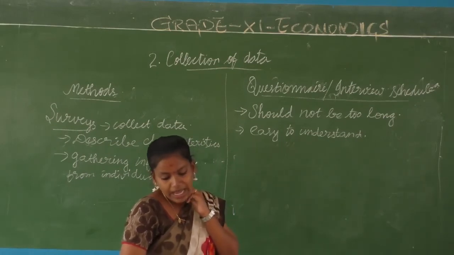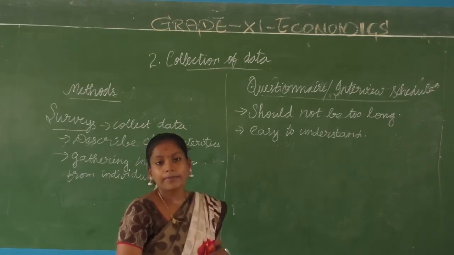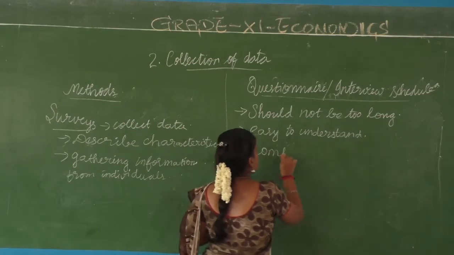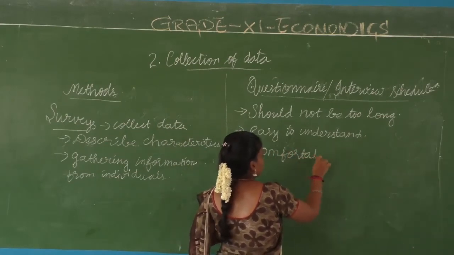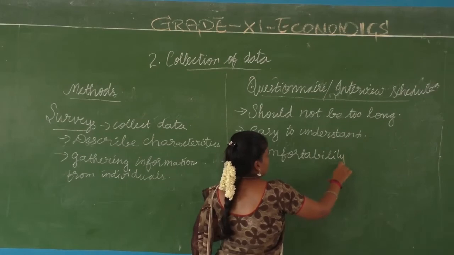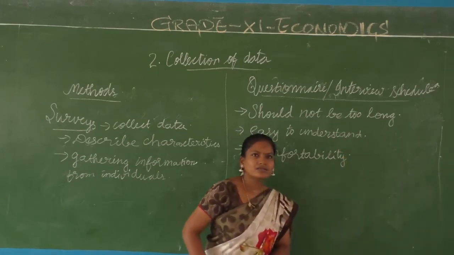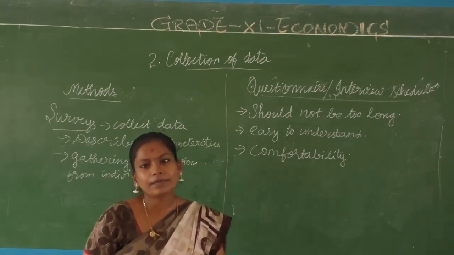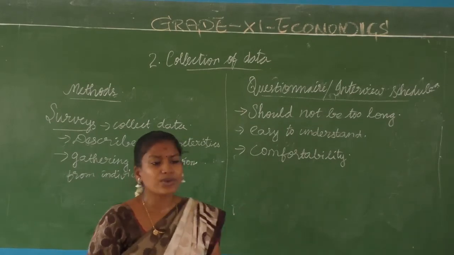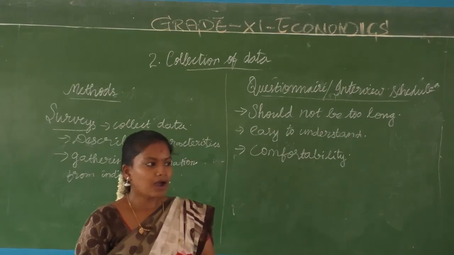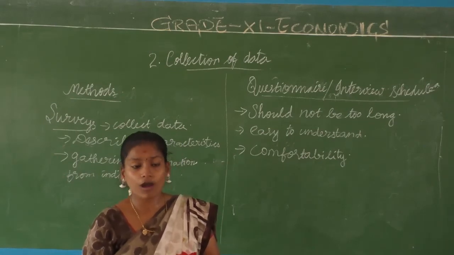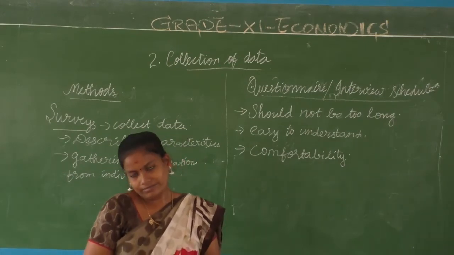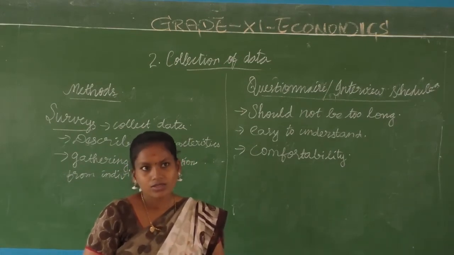Next, it should be arranged in an order such that the person answering should feel comfortable. The comfortability should be brought out. Okay. It should not be any personal questions. Right. People may not be interested to answer questions about their personal things. Like how much do you earn, or how old are you, if you ask, they might not be interested to answer.